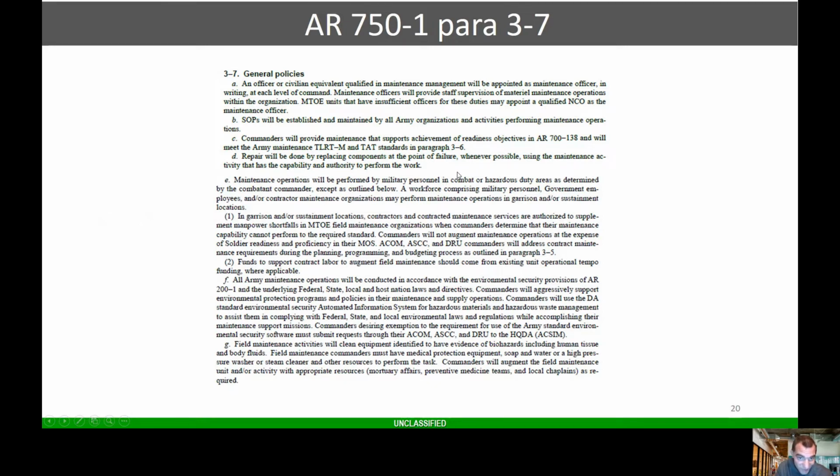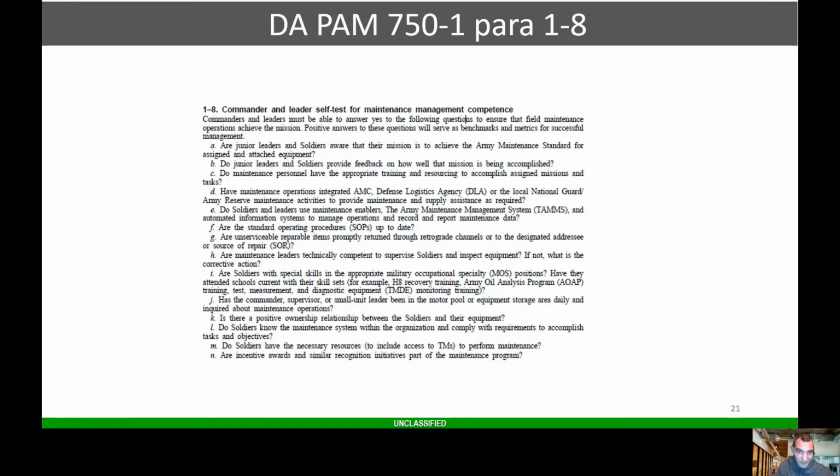We must have a signed SOP. I can't tell you how many times I've inspected units where their SOP is so out of date, talking SAMS, no GCSS-Army lingo or anything like that. LIW is gone, it's ASIP. Make sure all that stuff's updated. It's DA PAM 750-1, 1-8, commander leader self for maintenance management competency. So these are just certain things here. You can look these up in the regulation.